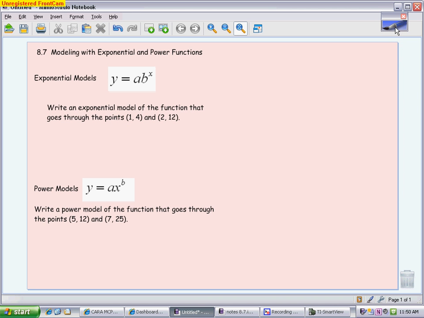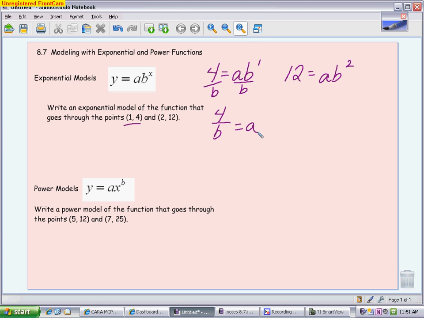So if I take the point 1, 4, and I put it into my exponential model, it will be 4 equals a b to the first. And then if I put the other point into an exponential model, it would be 12 equals a b squared. What you want to do is you want to work with either one. I tend to work with the one that had the smaller numbers, and you want to solve for a. So in this particular problem, if I want to solve for a, I'm going to divide both sides by b. So I have 4 over b equals a.